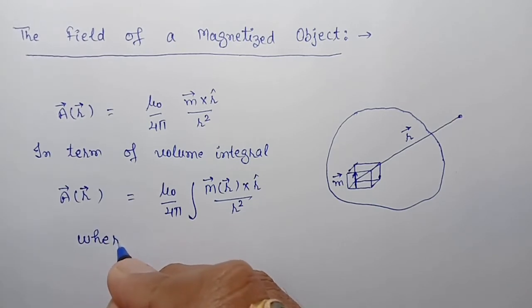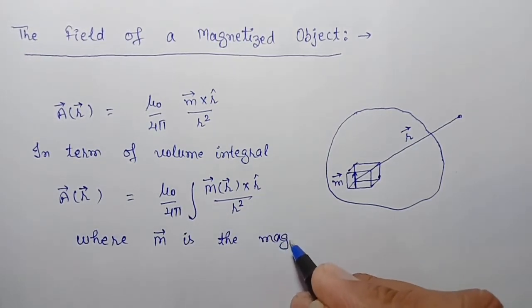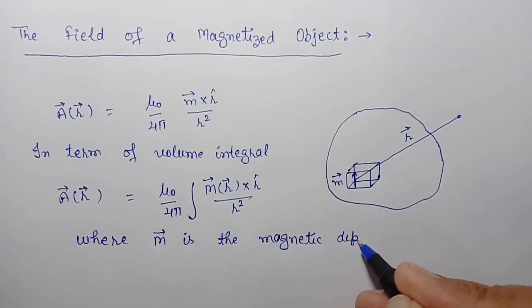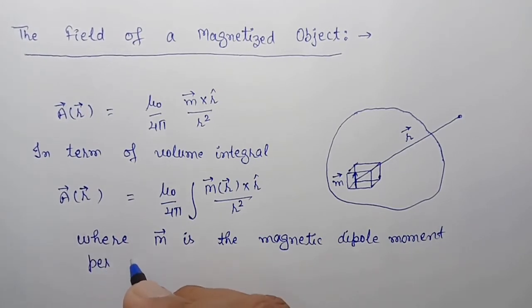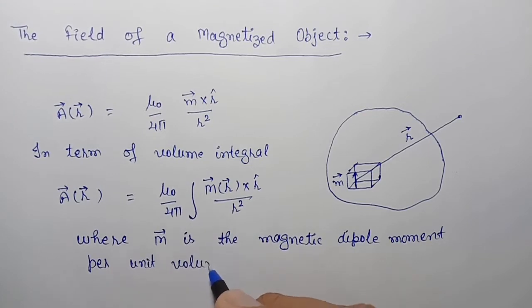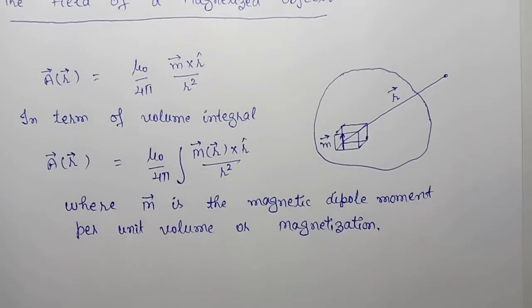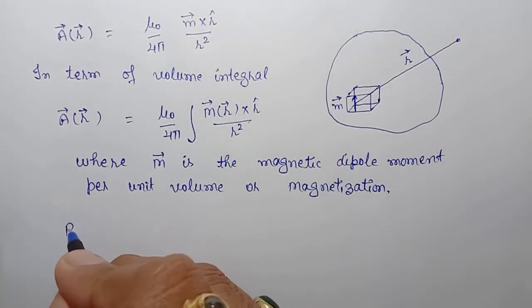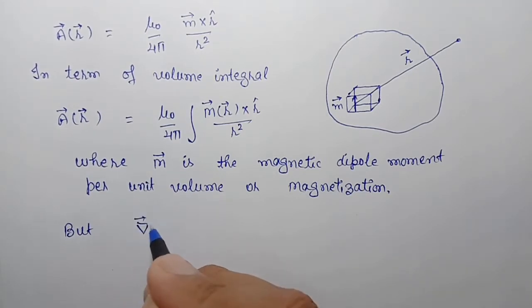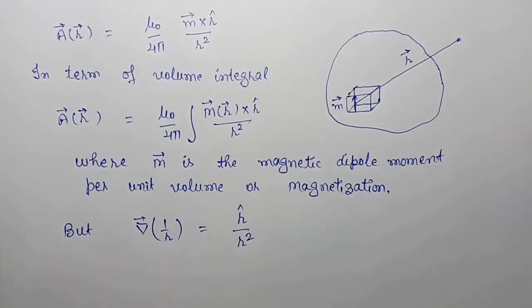Here capital M is the magnetic dipole moment per unit volume, or we can say magnetization. So capital M is the magnetic dipole moment per unit volume or magnetization. So here the gradient of 1 by r is equal to r cap over r square.